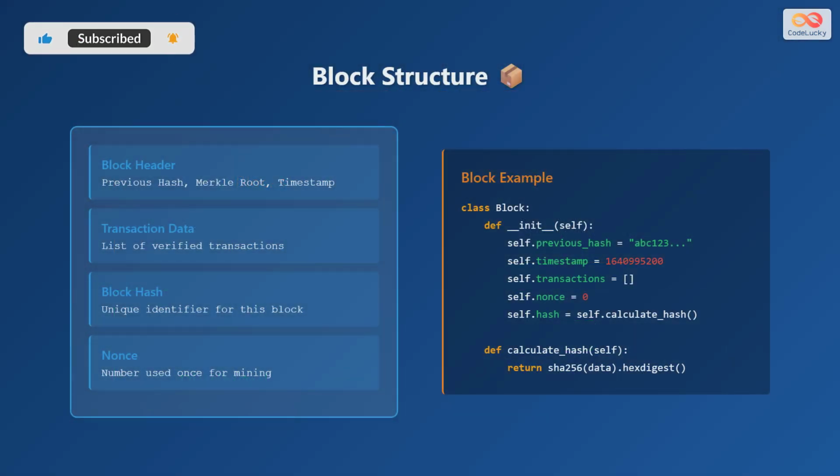Let's take a closer look at the structure of a block within a blockchain. Each block consists of several key parts. First, the block header, which includes information like the previous hash, Merkle root, and timestamp. Second, transaction data, which is the list of verified transactions included in the block. Third, block hash, which serves as a unique identifier for the specific block. Fourth, nonce, which is a number used once during the mining process.